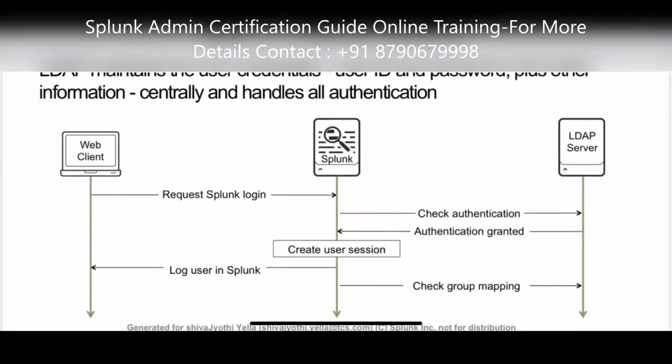Now Splunk has granted access to a specific user. It should also check the group mapping, to which role the user has been assigned, so Splunk will check with the LDAP server and provide that specific role's capabilities in Splunk. That means he can access only the specific indexes. Whatever roles are added, it will show up to the web client, so that he will be accessing only those.